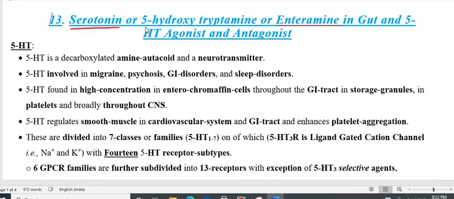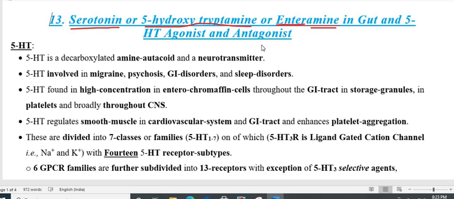Serotonin is also known as 5-hydroxytryptamine, because the highest concentration is found in enterochromaffin-like cells or enterochromaffin cells in the gastrointestinal tract. So based upon the name, it is enteramine, meaning amine of the intestine or gut.